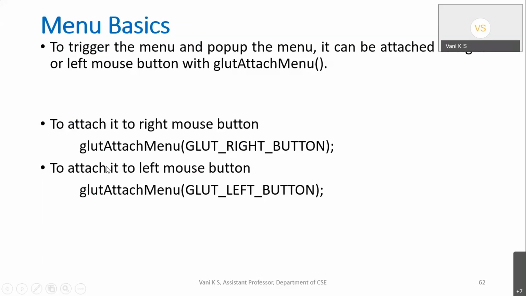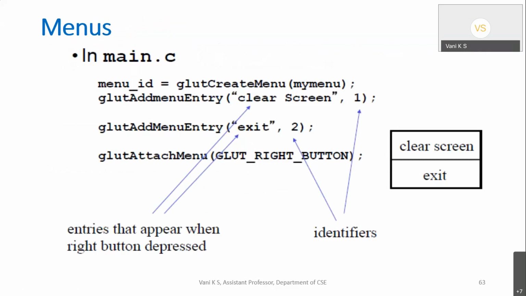It is by this function in OpenGL called glutAttachMenu. So whether you click the right button of the mouse or the left button of the mouse, the menus will be popped up on the display window. This is very important. After you create a menu, you have to attach it to the mouse button. Then how to create a menu is by this function glutCreateMenu.